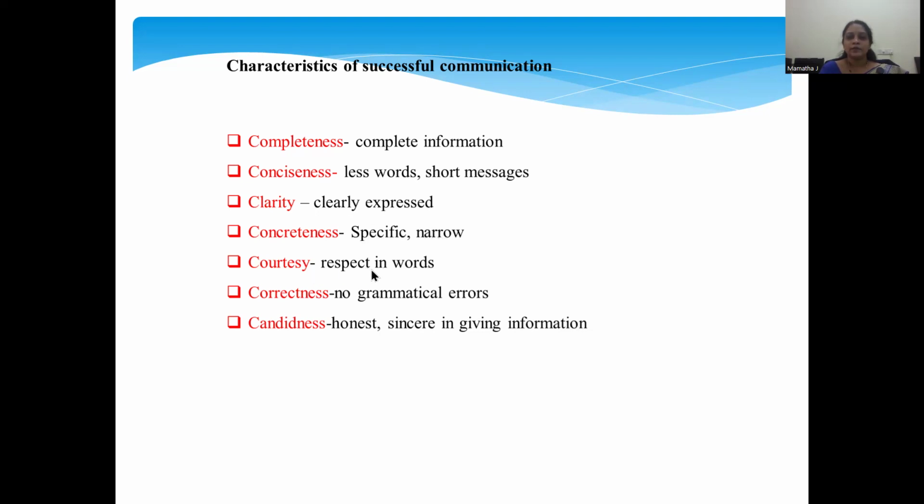Courtesy, show respect in your words. Correctness, no grammatical errors. Be exact in your message. Candidness is being very honest and sincere in giving your information. So this is all about today's lesson about the communication process and the characteristics of successful communication, the 7 C's of successful communication.